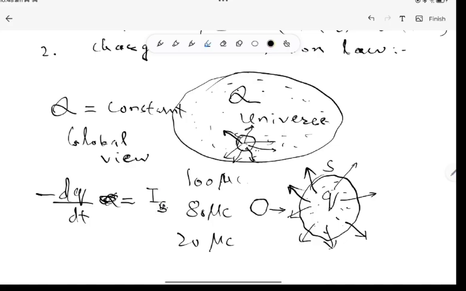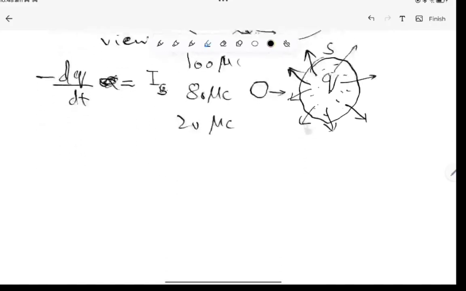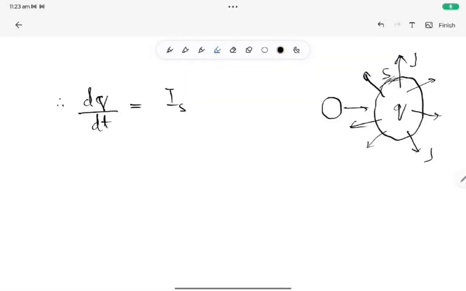Now what is the current through the surface? The current through the surface can be related to the current density J by this expression. J, the current density, is current by the area through which it passes. Let us take these small infinitesimal things: dI by dA perpendicular. What does this mean?